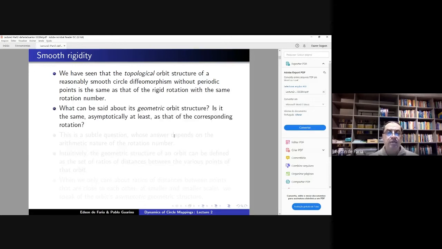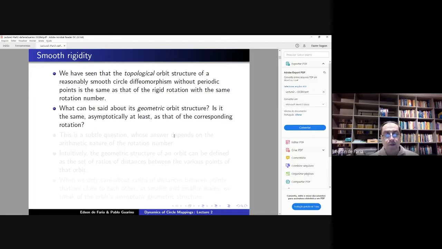But the question arises as to what we can say about the geometric orbit structure. I'm being vague here about what I mean by geometric orbit structure. I'll say just a couple of words in a moment. But intuitively, what it means is that you look at the way the points in the orbit of a given point deploy themselves on the circle up to a certain time, and you compare that with the corresponding orbit of the rotation under the topological conjugacy.